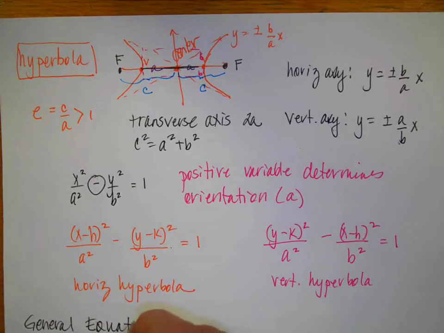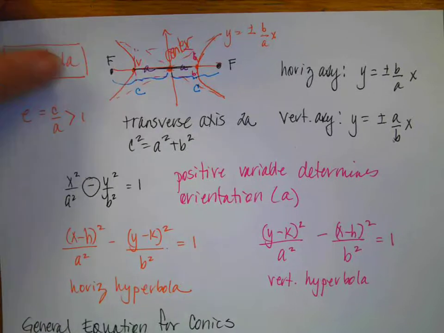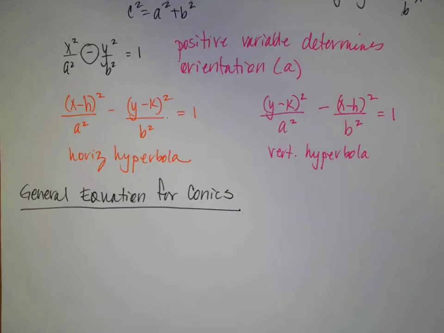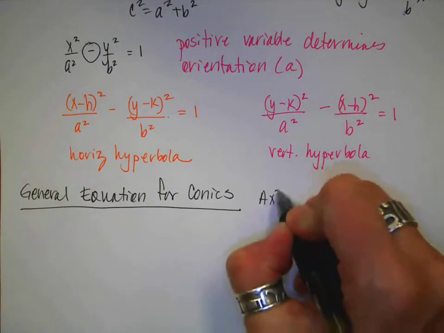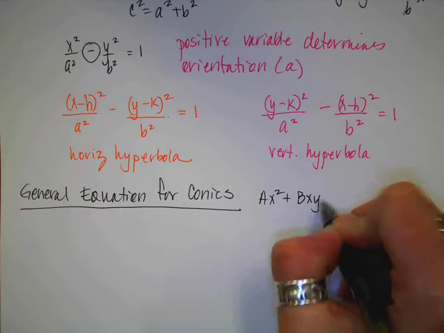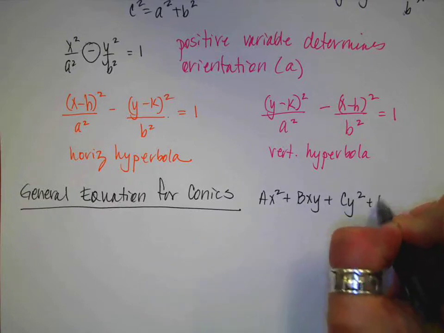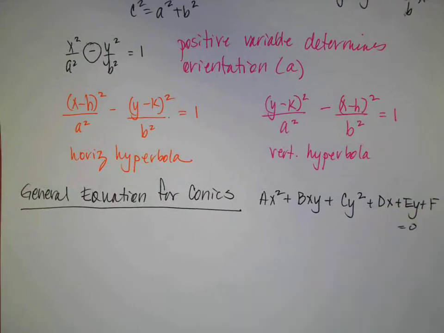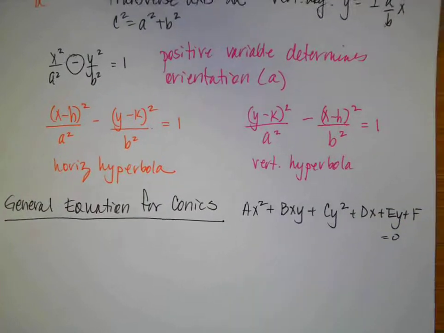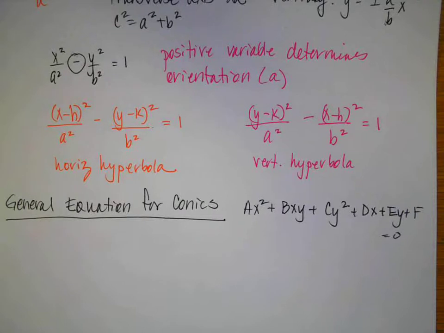So now what I want to talk about is this general equation. And again, it's information that we saw in pre-calc. We just haven't done it for a little while. Okay, so scoop my paper up. All right, so that one is going to look weird. It's going to look like ax squared plus bxy plus cy squared plus dx plus ey plus f equals 0. So that's the general equation of a conic, and it looks nasty.